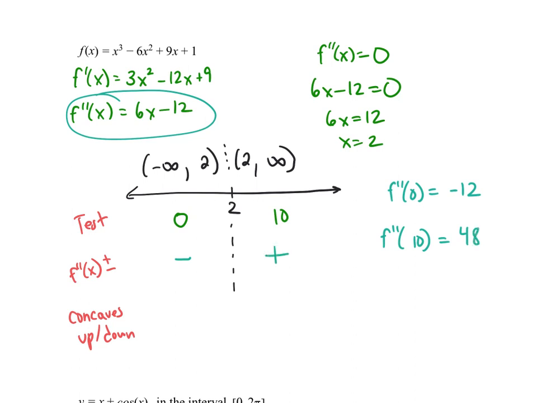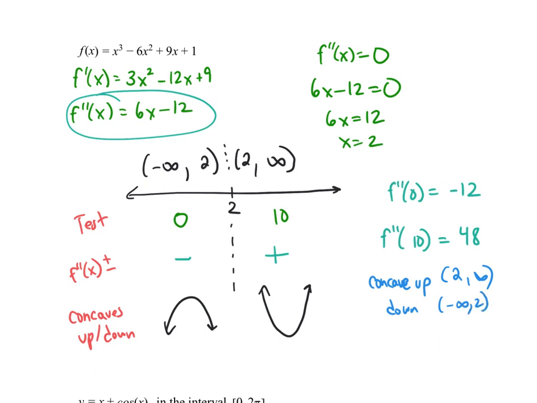So this graph is going to, on this interval, concave down, and on this interval, it is going to concave up. So our final answer: concave up from 2 to infinity, and concave down from negative infinity to 2.